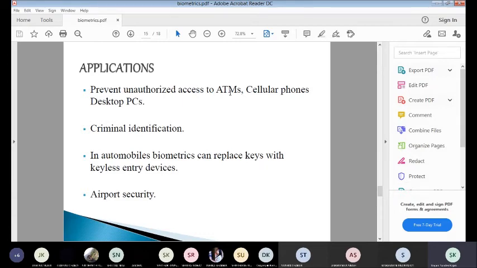In automobiles, biometrics can replace keys with keyless entry devices. Getting the point? Keyless entry devices. In automobiles, biometrics can replace keys. We are using keys for the purpose of starting your car or two-wheeler.